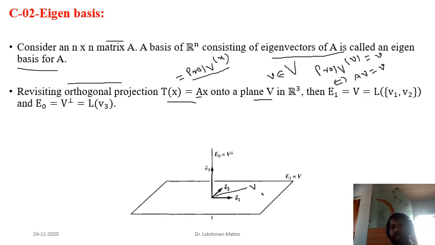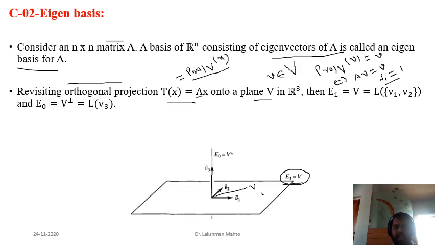So what is the scalar coming here? The scalar is lambda 1 equal to 1. So V is an eigenvector for this projection matrix. V, coming from the plane, is an eigenvector with eigenvalue 1. That's how you get the first eigenspace E1, which is equal to the given subspace, the plane V itself. And then what is the other kind of eigenvector?